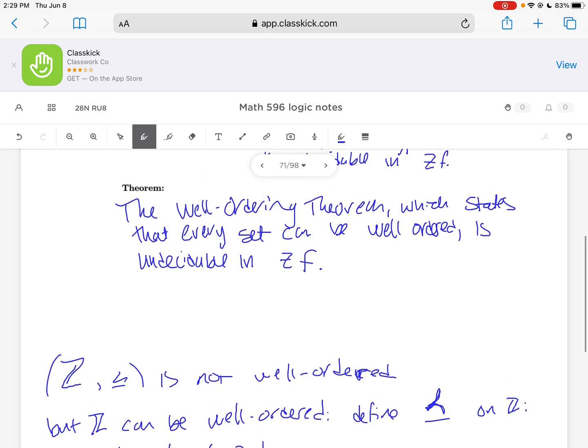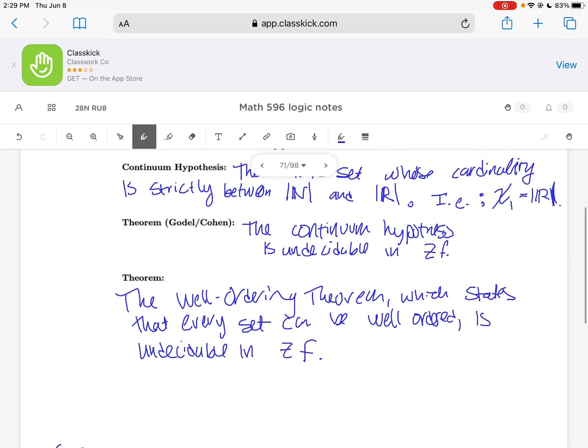The well ordering theorem states that every set can be well ordered. Given any particular set, you can come up with a well ordering on it. And it turns out that the well ordering theorem, which shouldn't really be called a theorem at all, it should really probably be called a hypothesis, it's undecidable in ZF as well. There's no way to prove that it's true. There's no way to prove that it's false using the ZF axiomatic system.